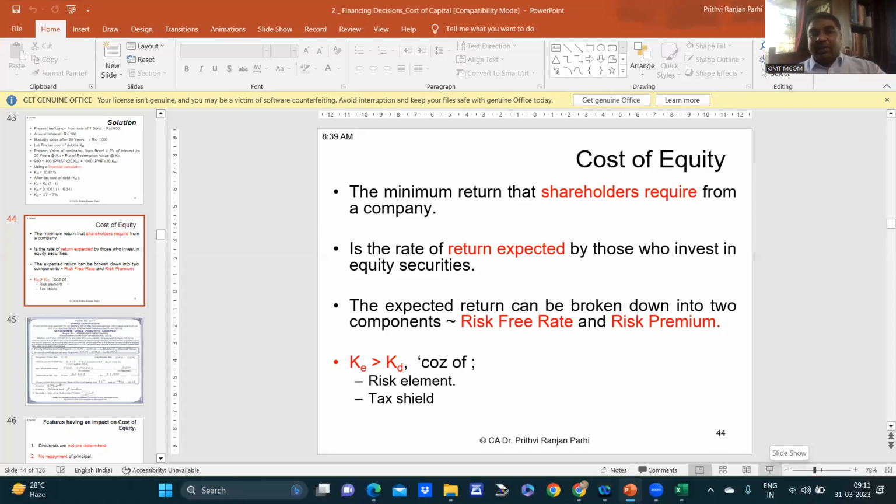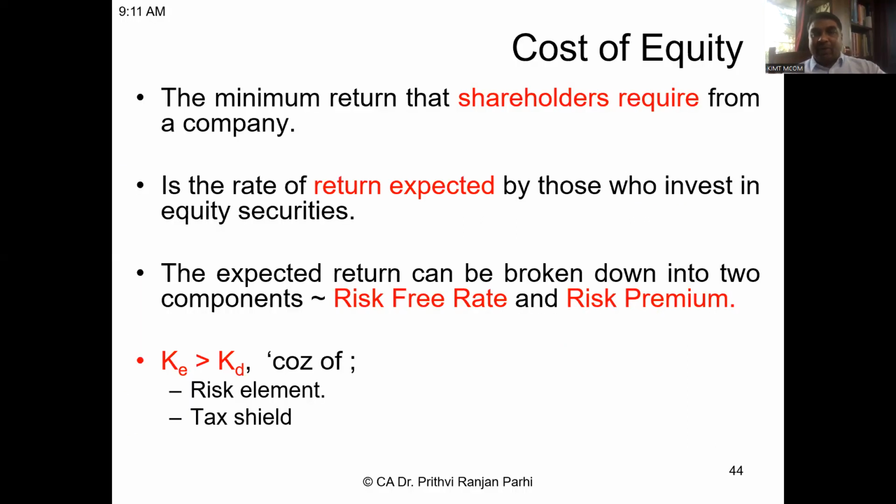You can look at the screen. By this time you are already aware that the capital of an entity consists broadly of two things: one is debt and the second is equity. Debt has a cost, and equity also has a cost. You are also aware that cost of equity is higher than cost of debt. There are two reasons for that, which we talked about in our previous class.